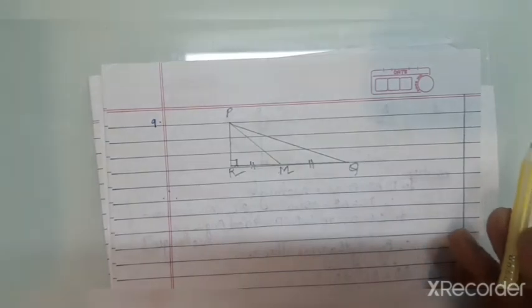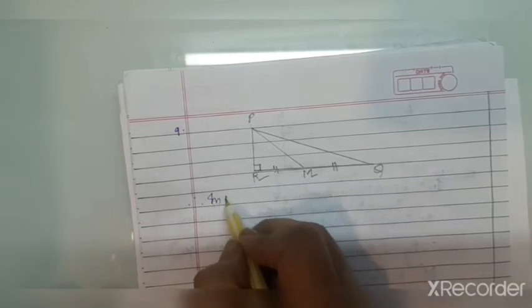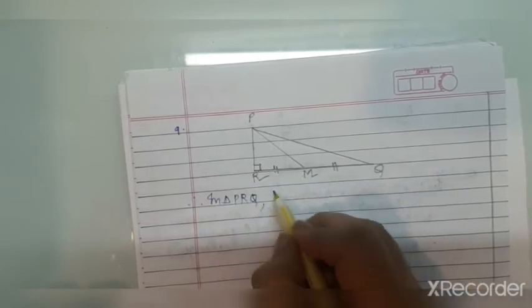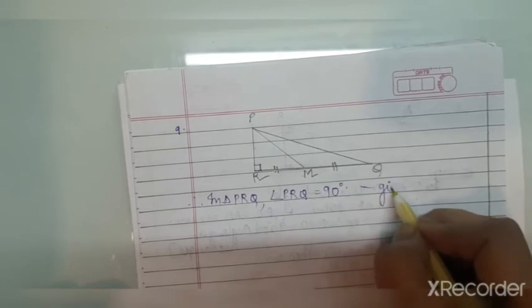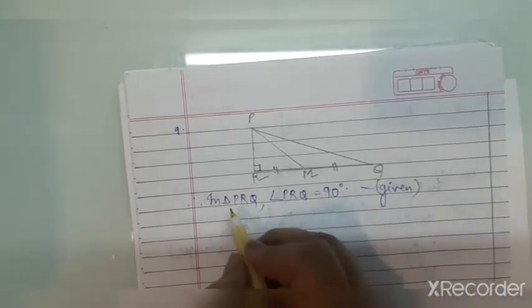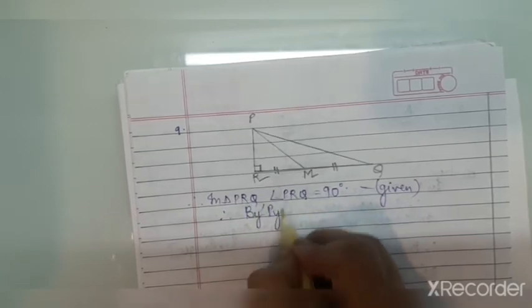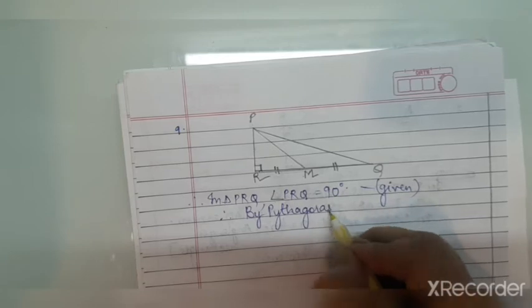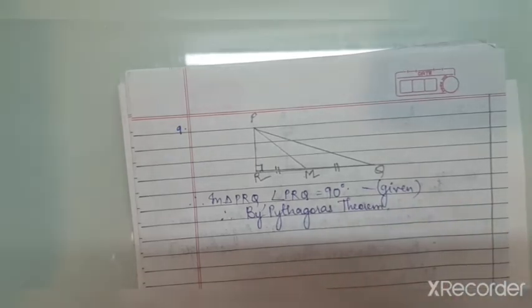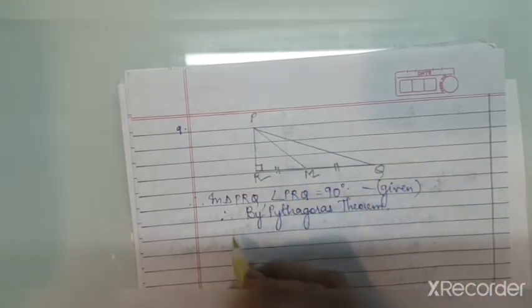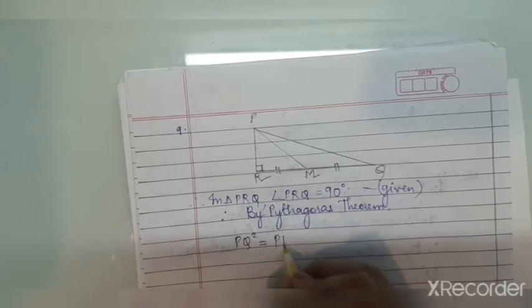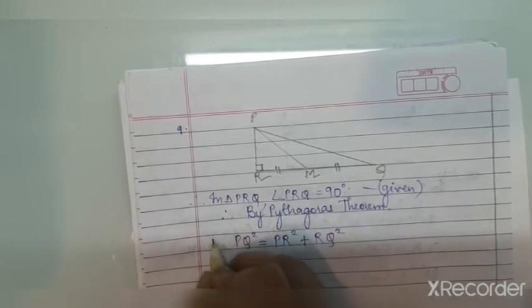Okay, so let's begin. Since there are two triangles, we'll start with any one. So, in triangle PRQ, the bigger triangle, angle PRQ is equal to 90 degrees, which is given. Therefore, by Pythagoras theorem, PQ square is equal to PR square plus RQ square.